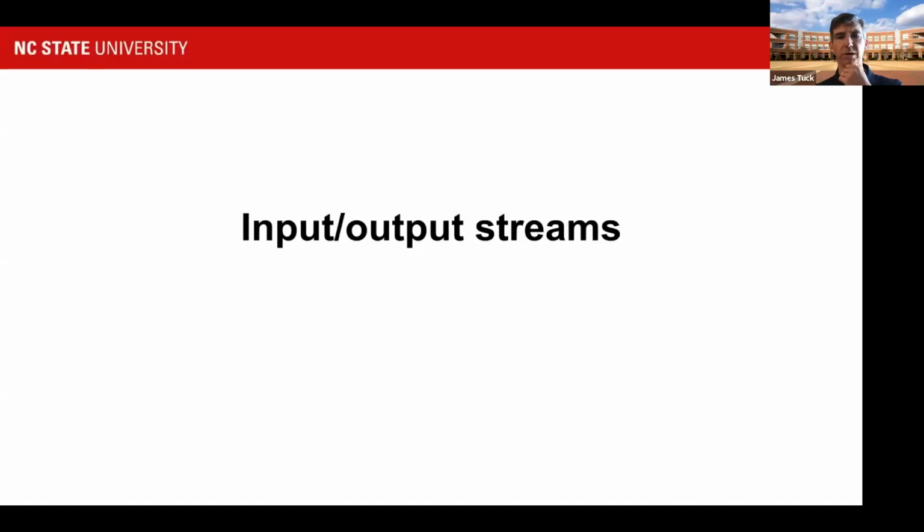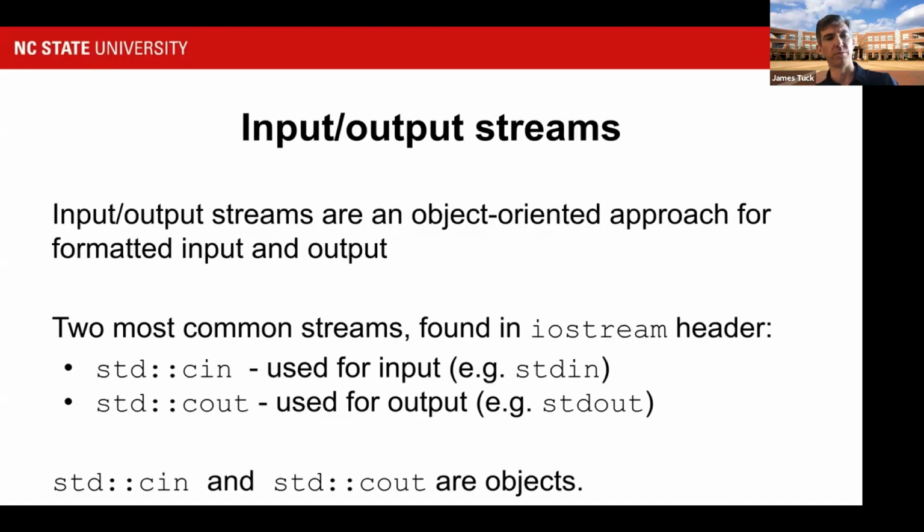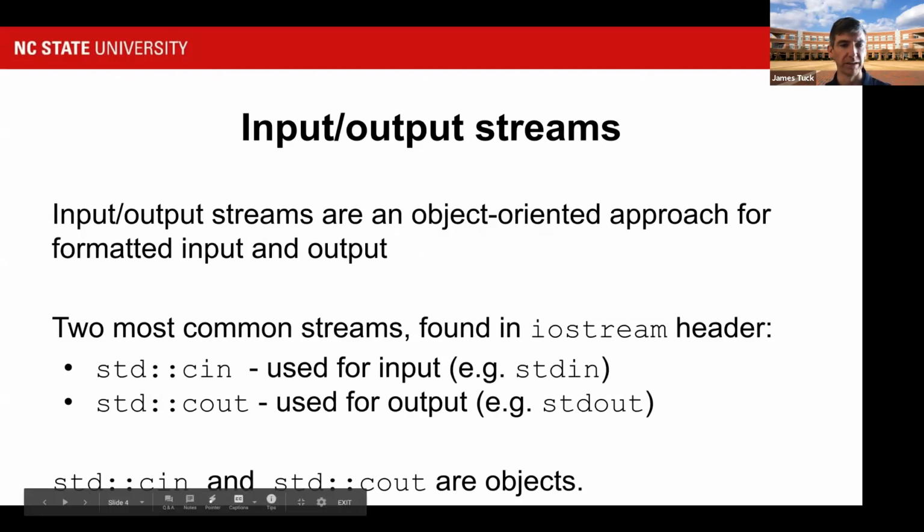In this video, we're going to talk about output streams. Input and output streams are an object-oriented approach for formatted input and output to a file or to the terminal. The two most common streams that we're going to use this semester and that you'll see in other people's code are CIN and COUT. And it's written this way that I'm showing on the slide, CIN and COUT.